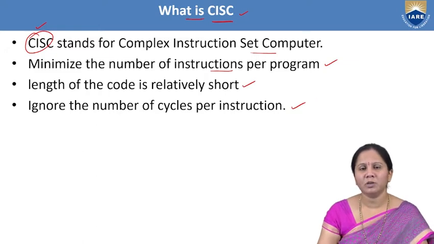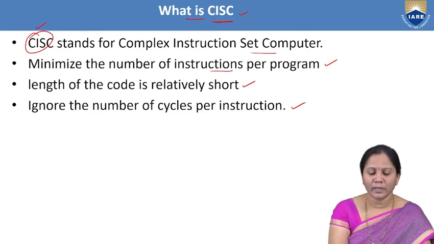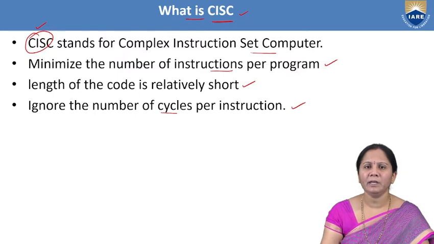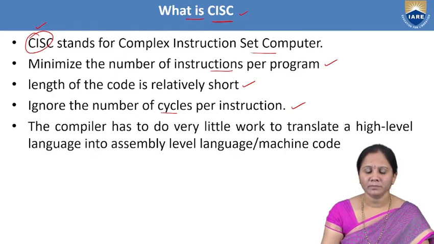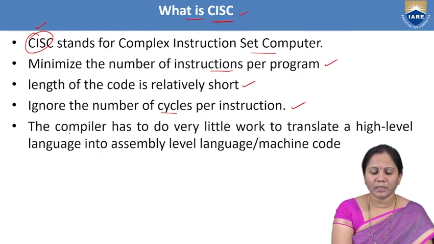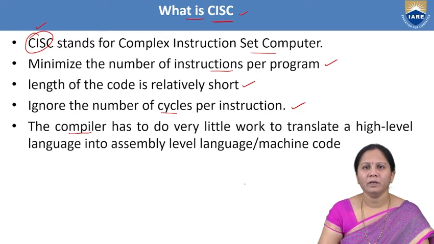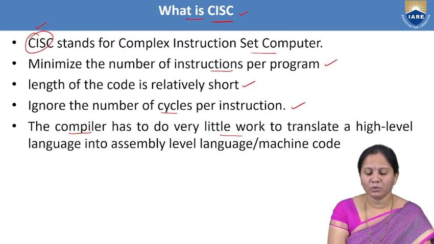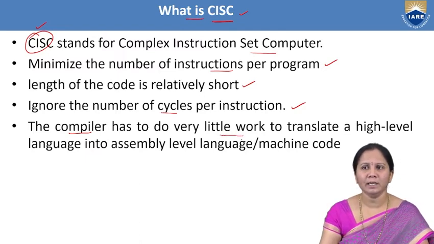Next, it ignores the number of cycles per instruction. Why? Because based on the type of instruction, the number of clock cycles will differ. That is why it ignores the number of cycles per instruction. Now, the compiler has to convert from high level language to assembly level language or machine code. Here, it has to do very little work to translate a high level language into assembly level language or machine code.